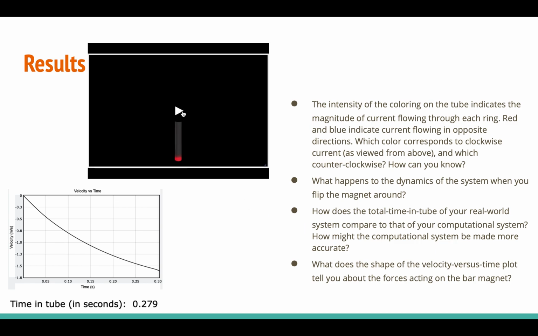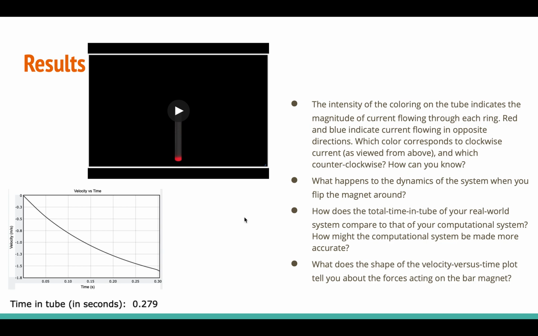These are our results. As you can see, we see the bar magnet fall through the aluminum tube. We also see our velocity versus time graph on the left, and the time in the tube in seconds, according to the computational model, was 0.279 seconds.